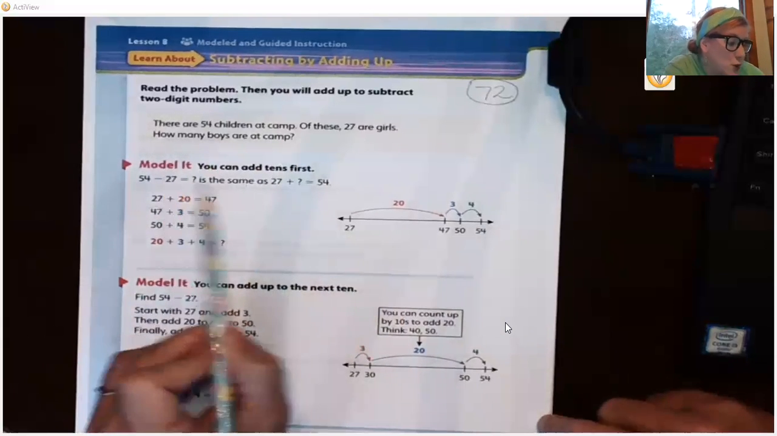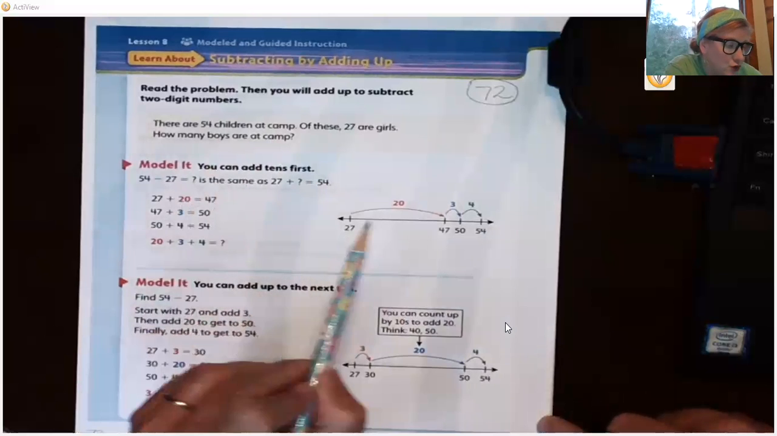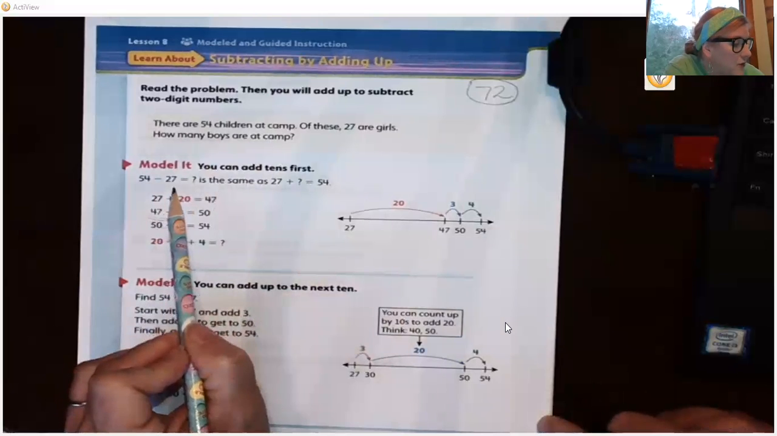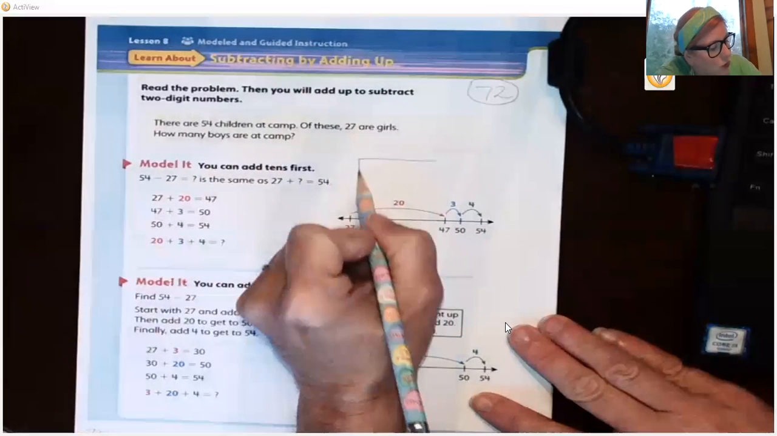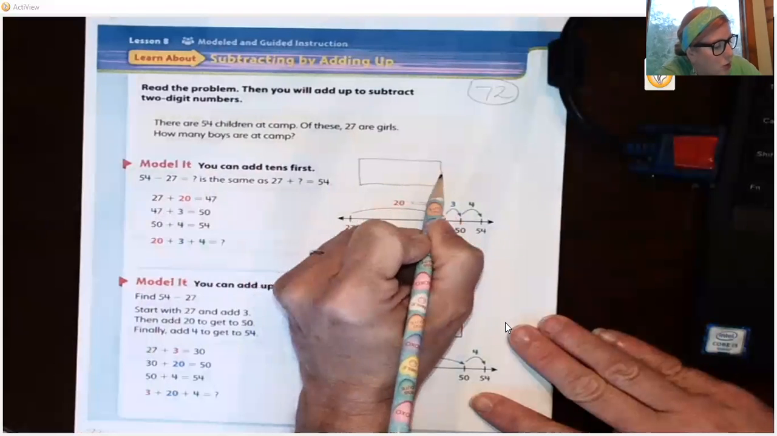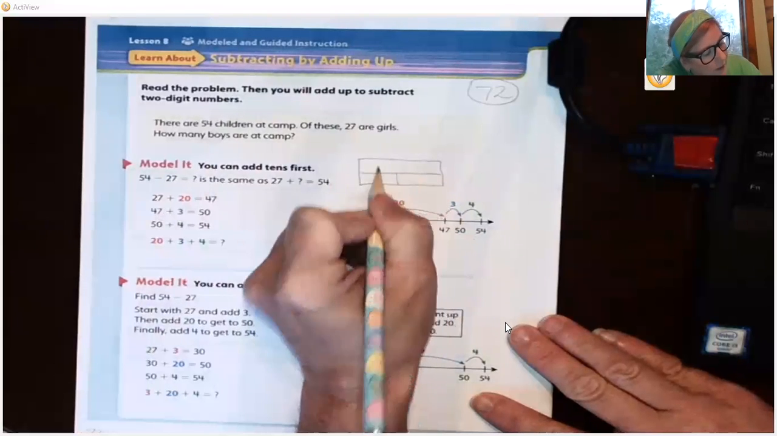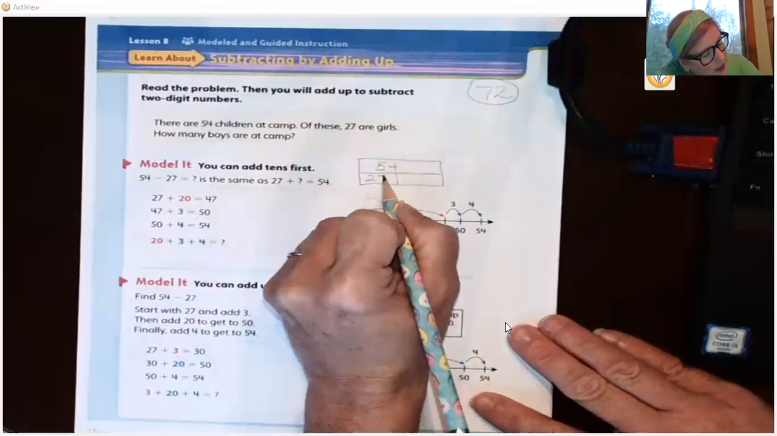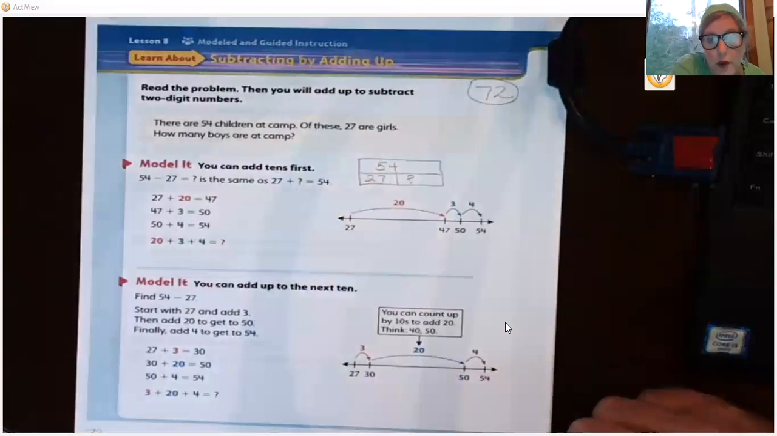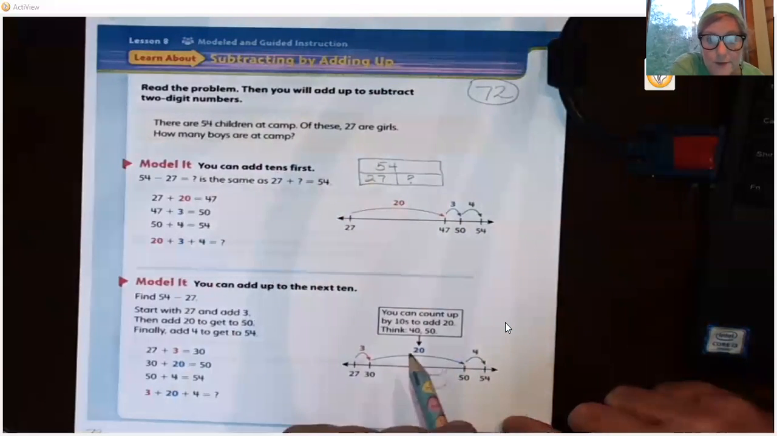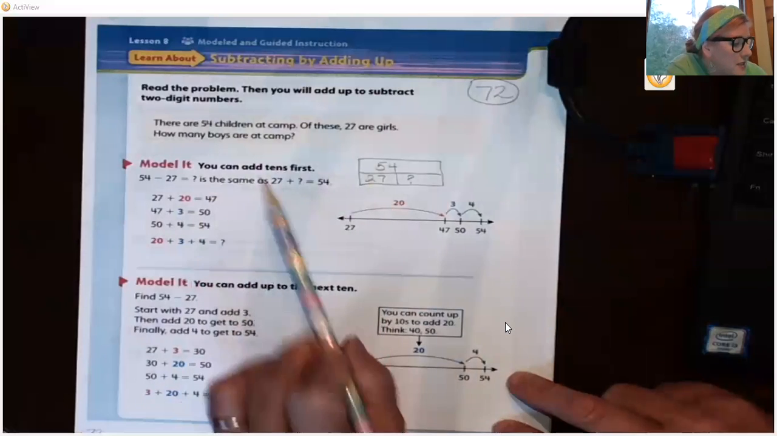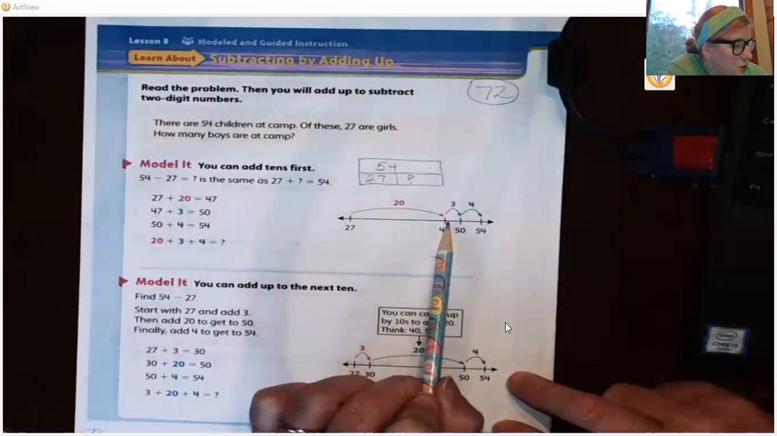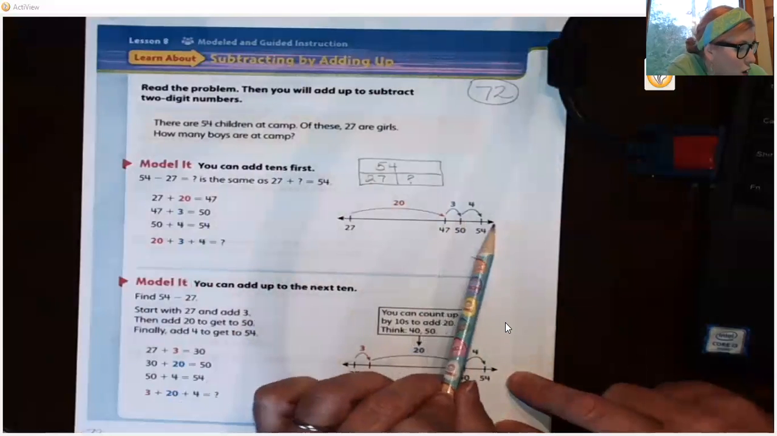So model it. You could add the tens first, which they did right here. So 54 minus 27, you're taking the total. This is why they're doing it. It's another part whole. So they have the 54. They have 27 girls, and you're looking for how many boys. The other part. So you can add the tens first. So you can start with the 27 and go up by tens until you get to 47. And then you'll have to do the ones.